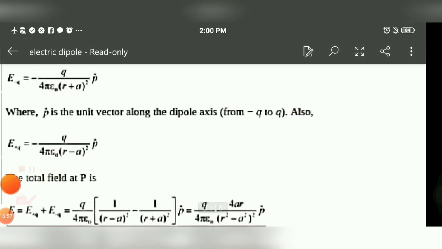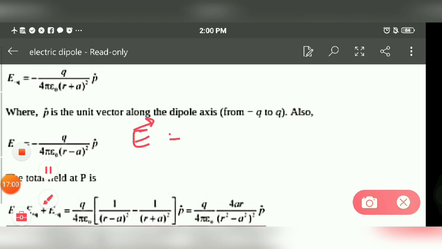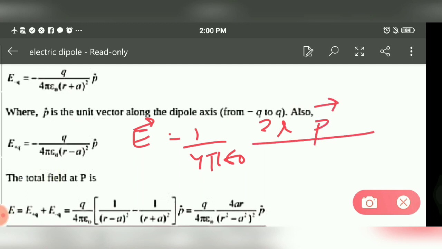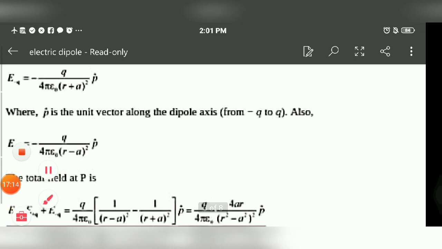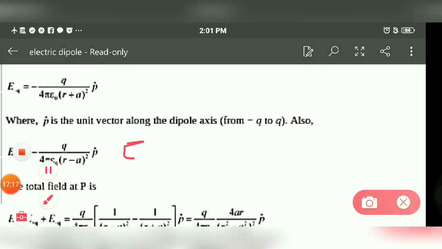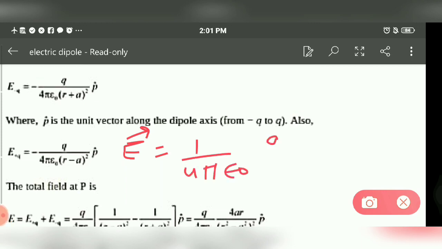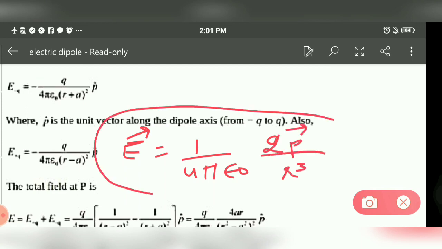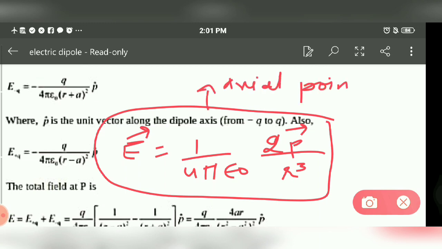So in general, if I write this E vector as 1 by 4 pi epsilon naught, in the same form, 2R P vector upon (R square) whole square, one R gets cancelled with this R. So we get E vector equal to 1 by 4 pi epsilon naught, 2P vector upon R cube. This is the result of electric field on axial point due to a short electric dipole.